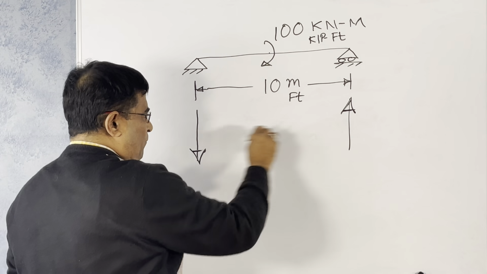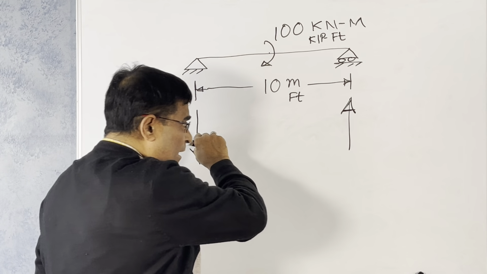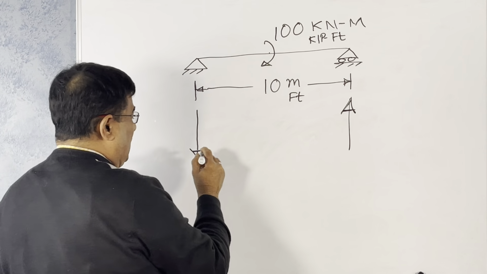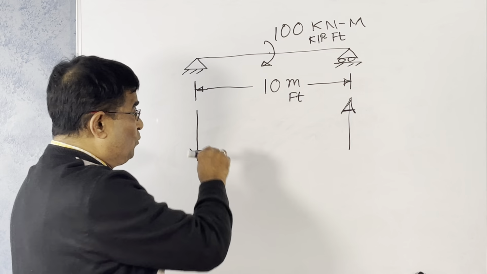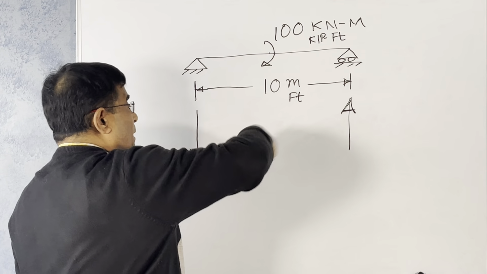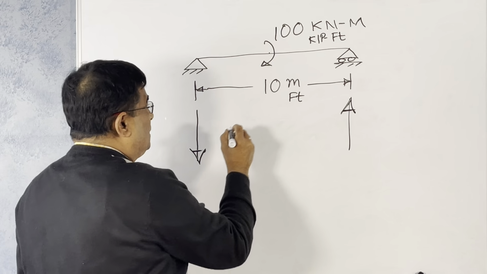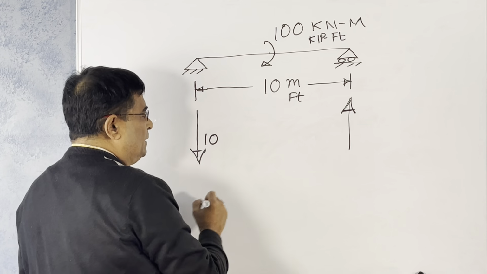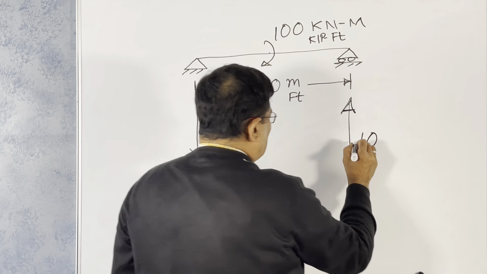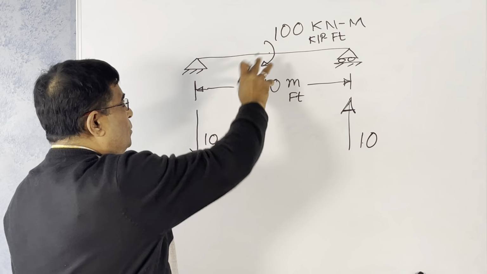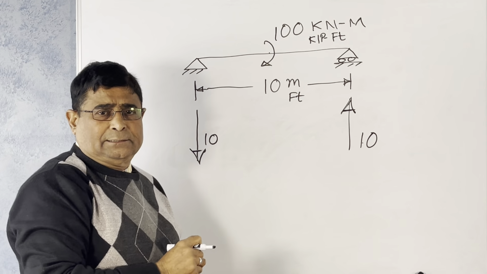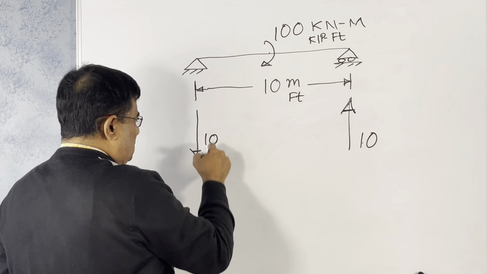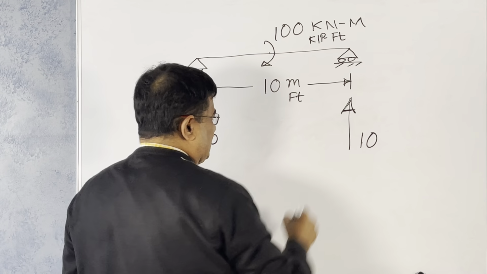So what is the value? They are forming a torque, a couple. Two equal forces at a distance, that is the important thing; equal forces at a distance try to balance it. So what is this value? 100 divided by 10 equals 10. This is also 10. So 10 times 10 is 100. This will balance this moment. So you have a downward force there and an upward force there.